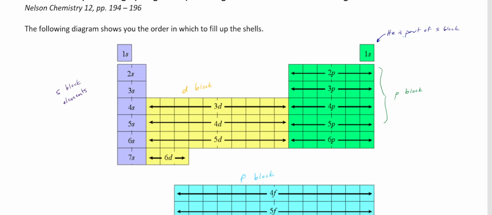Note here that helium is actually part of the S block elements, and that's because if you look at helium's electron configuration, helium has 2 protons, and its final electron, 1s1, 1s2, still falls within the S subshell. So again, probably the best way to do this is to look at some examples.